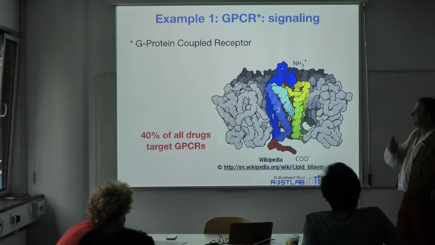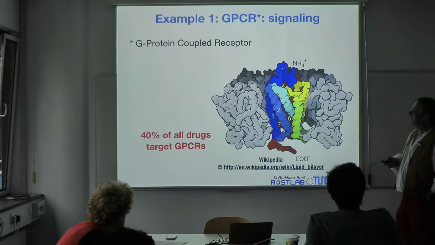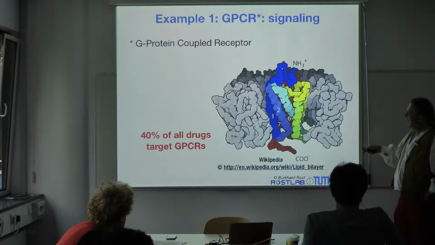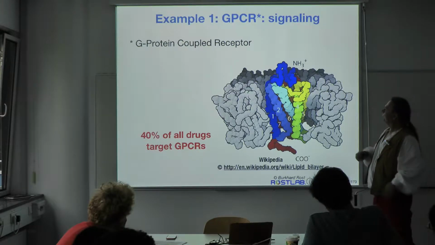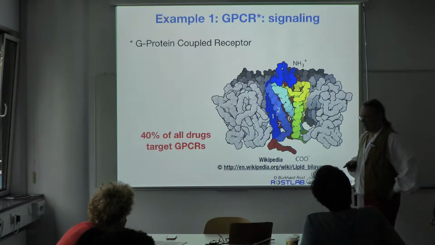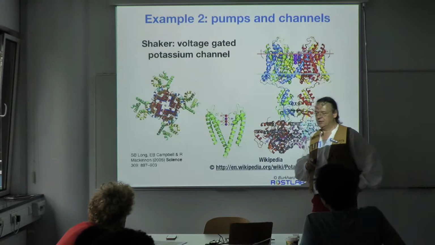Okay, here is an example. 40% of all the drug targets, in fact, are GPCR receptors. And they have 1, 2, 3, 4, I believe I got the orientation wrong, 5, 6, 7 helices that sit like that in the membrane. And they have a particular orientation.